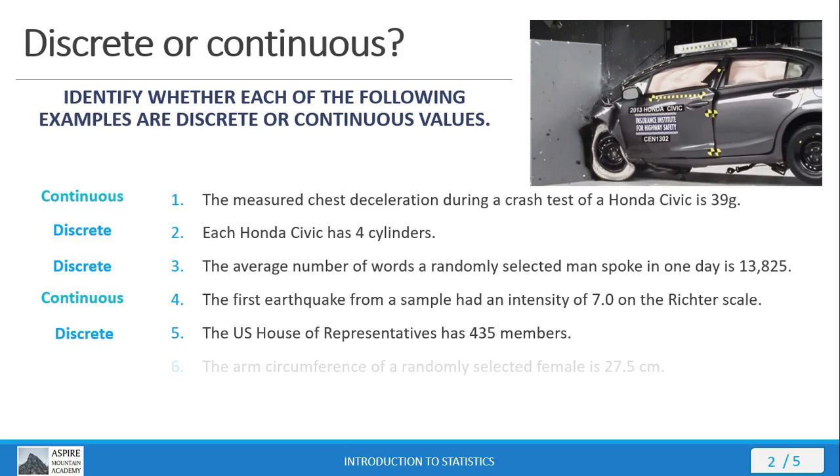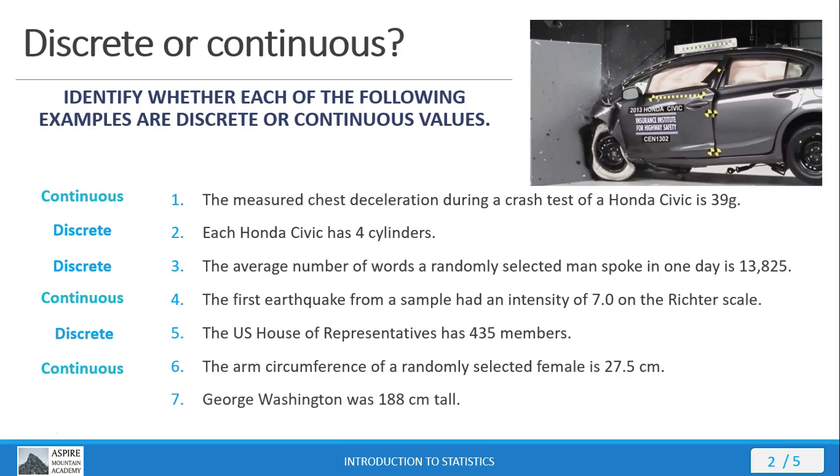Here's the next example. The arm circumference of a randomly selected female is 27.5 centimeters. Discrete or continuous? Well, this is an example of continuous data. With the arm circumference, you're basically measuring a length. And that type of measurement is the same as distance. With any length or distance, you can have part units as well as whole units. And so this is an example of continuous data.